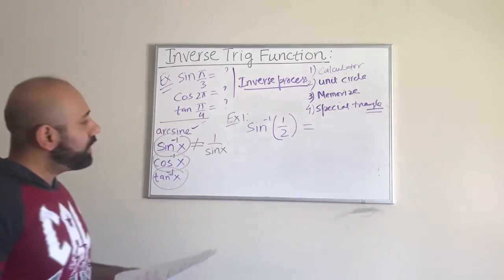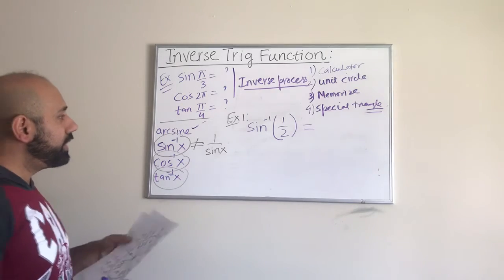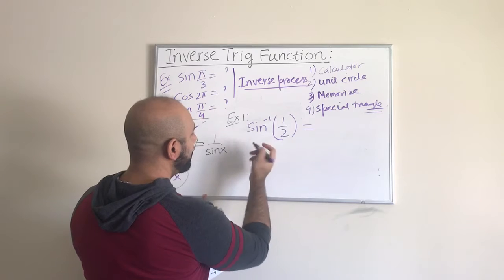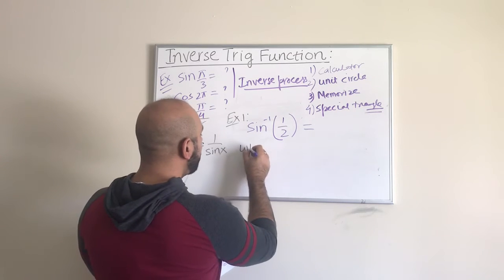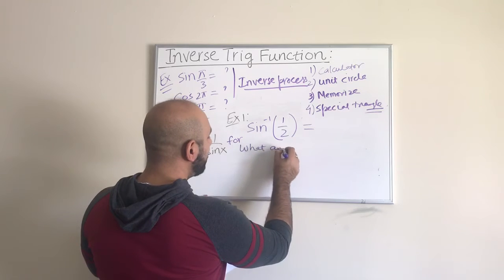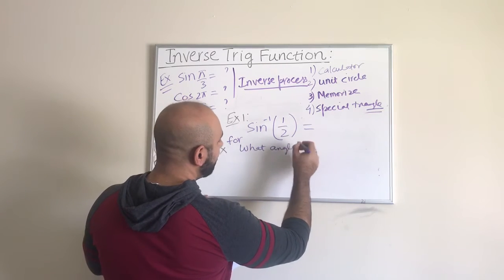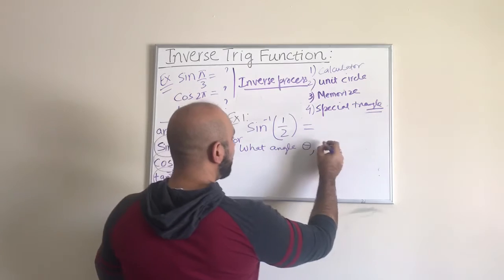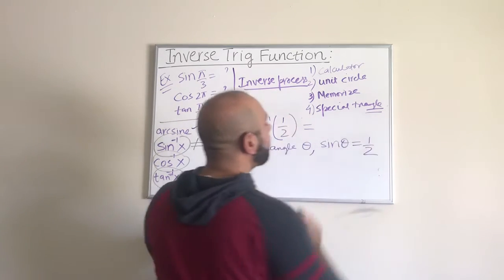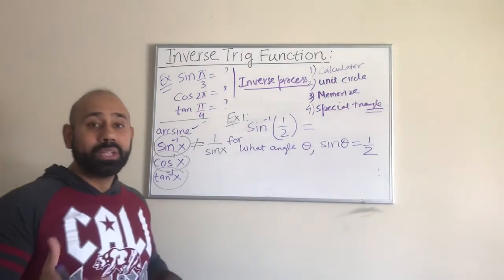Okay. So guys, to figure out the sine inverse of this, what does that first basically mean? Let us try to understand this inverse. So this means, for what angle theta, let's say, for what angle theta, the sine of theta equals 1/2. That is basically what we are trying to evaluate.